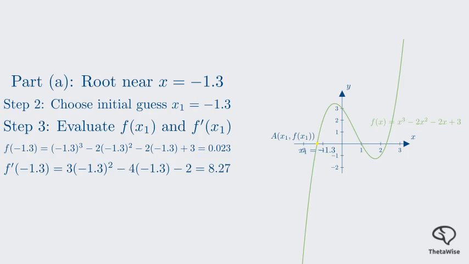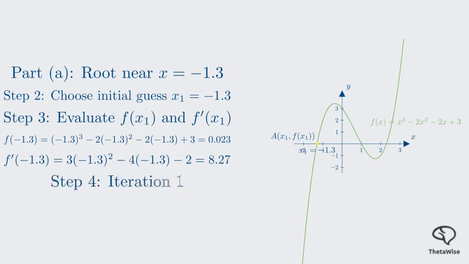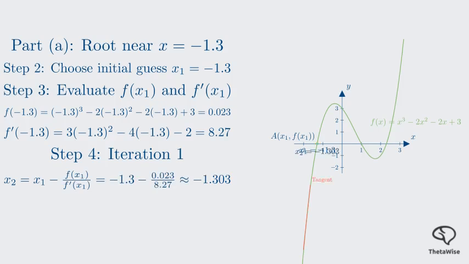Now we apply Newton's formula once to get our better approximation, x2. Plugging in our values, we calculate x2. The result, rounded to 3 decimal places as required, is negative 1.303. This value of negative 1.303 is a better approximation of that root than our initial guess of negative 1.3.